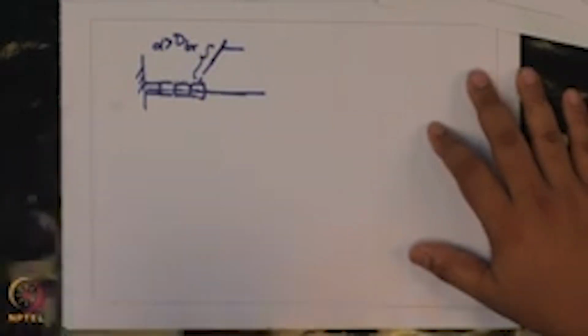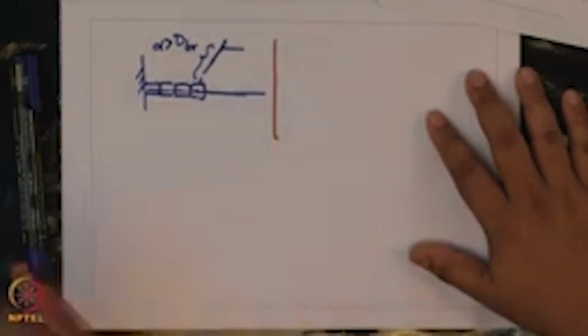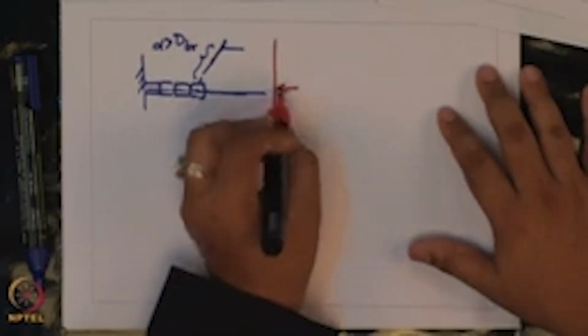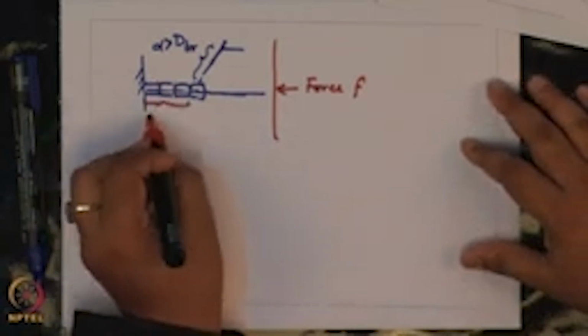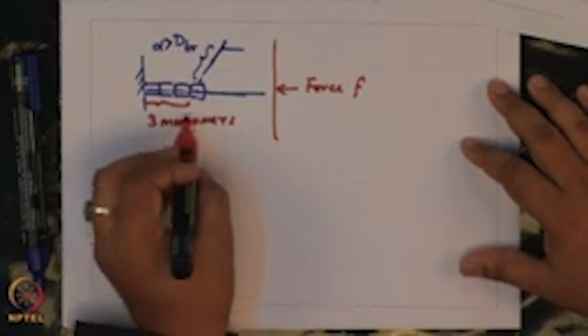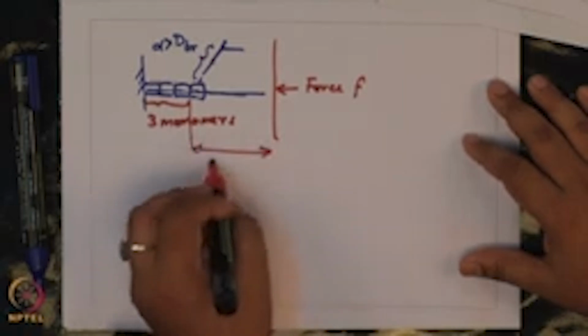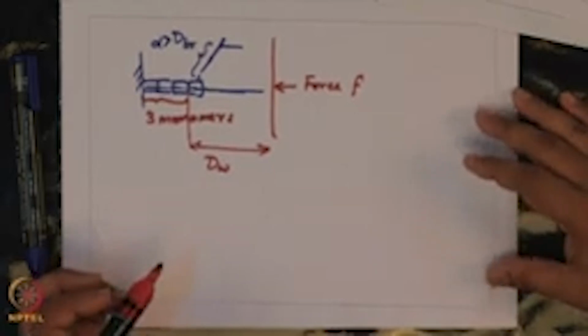The other thing that you start with is the position of the wall. What is the position of the wall at the start of the simulation, and what is the force F with which you are restraining? You are starting with a minimum of 3 monomers. There is a starting distance, let us say this distance is dW, or d wall.